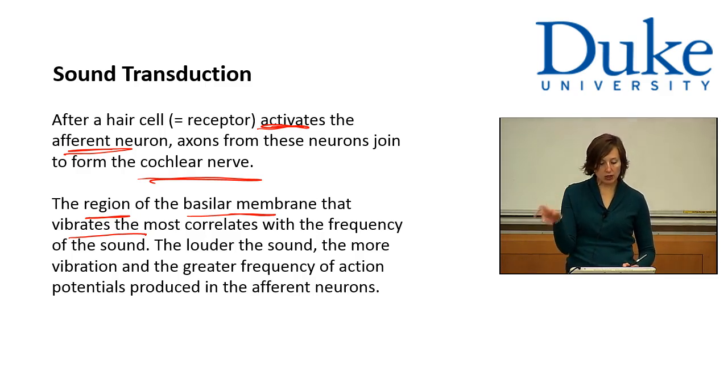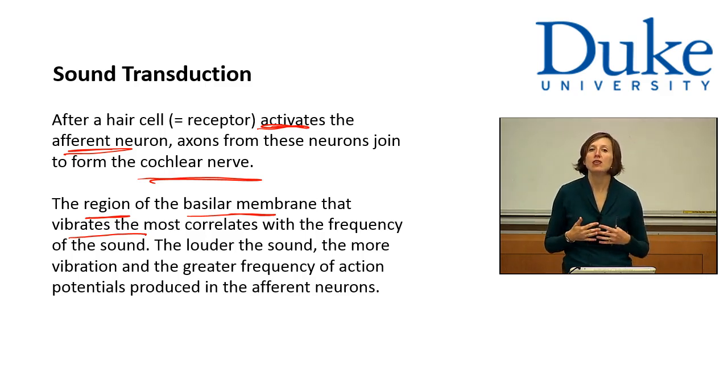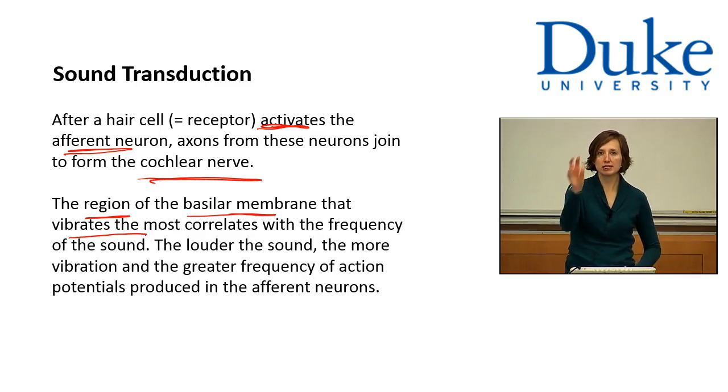And then the louder the sound, the greater the vibration and the greater the frequency of action potentials. So it gets into the idea again that the brain is going to know that signals coming from this particular neuron that feeds from a specific portion of the basilar membrane means that there's a certain frequency of sound, and then the frequency of action potentials will tell the brain the loudness of that frequency of sound.